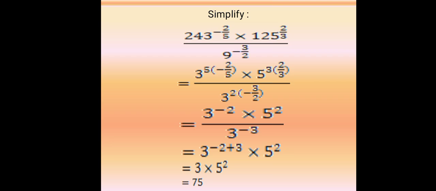The denominator is 3 raised to the power of negative 3. So we can subtract those powers, negative 2 minus negative 3. When the negative 3 in the denominator comes up, it shall be positive, so it shall be negative 2 plus 3, multiplied by 5 squared. Now we shall remain with 3 multiplied by 5 squared, which gives us 75. 5 squared is 25 multiplied by 3, giving us 75.